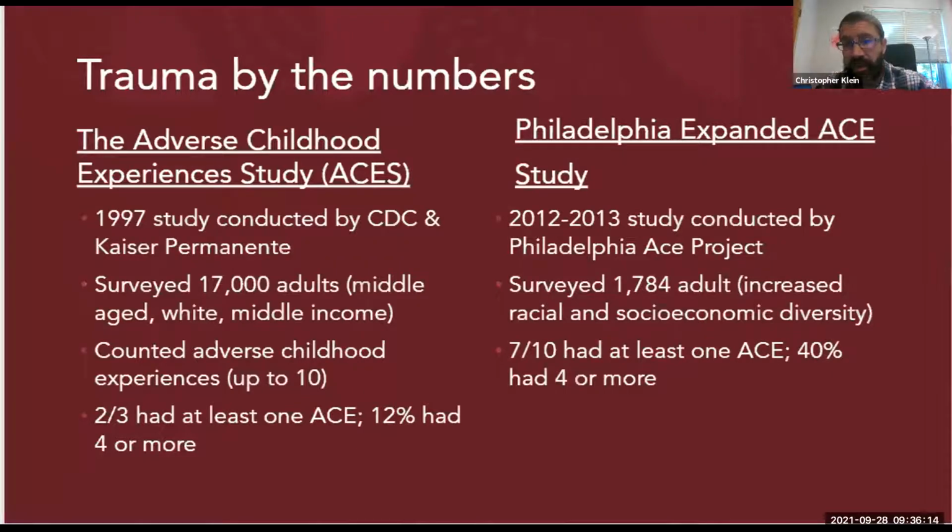Trauma is pervasive. In the initial screening survey that's really famous in this area of research, called the ACEs study, on adverse childhood experiences, done in 1997 by the CDC and Kaiser Permanente, it focused pretty narrowly on middle-aged, white, middle-income people. It showed that childhood trauma is very pervasive, or at least these ACEs: two-thirds had at least one ACE, and 12% had four or more. There was broad recognition that this was too narrow a scope, and in 2012 to 2013, the Philadelphia ACE Project added to that. Its study included, I believe, 25% of people experiencing poverty, and a much higher diversity of demographics in the city of Philadelphia, as opposed to the original ACEs survey.